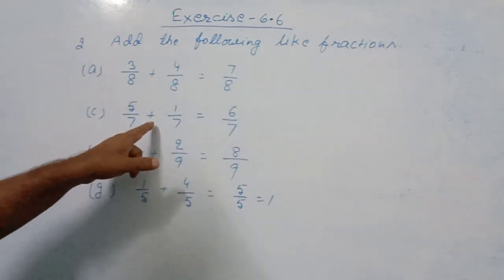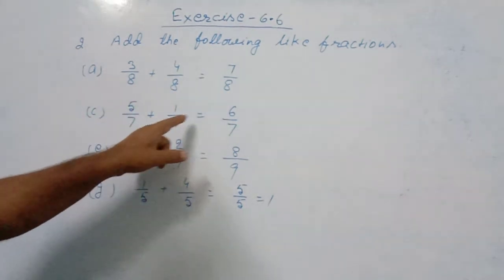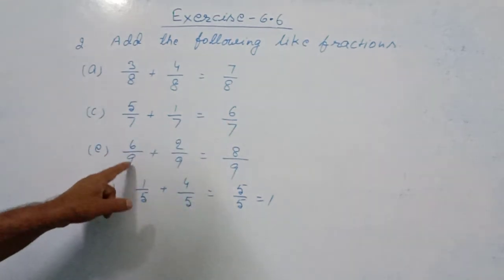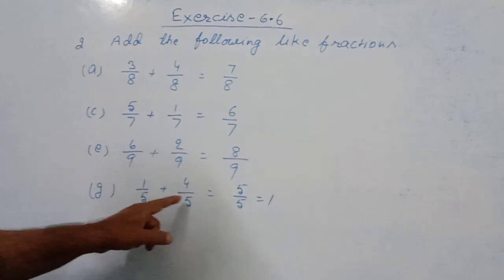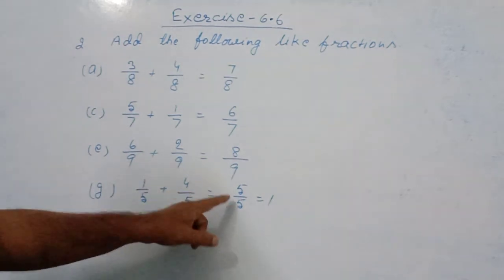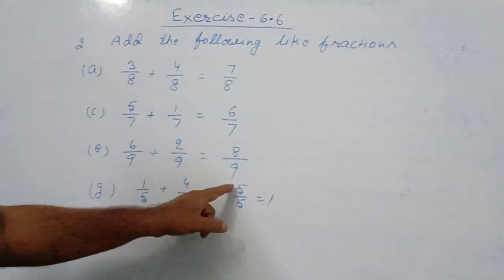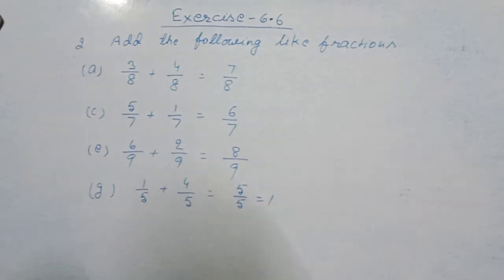Similarly, 5 by 7 plus 1 by 7, we will add 5 plus 1, 6 by 7. 6 by 9 plus 2 by 9, we will add 6 plus 2, 8 by 9. 1 by 5 plus 4 by 5, 1 plus 4, 5 by 5. Both are cancelled. At this place I wrote here 1.